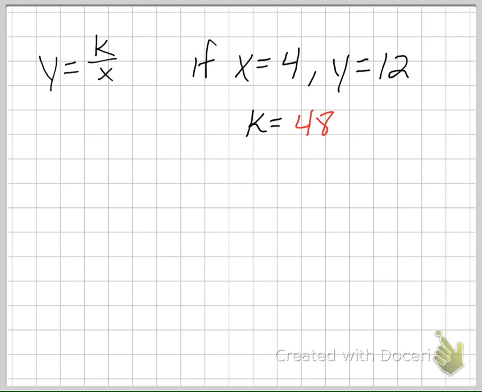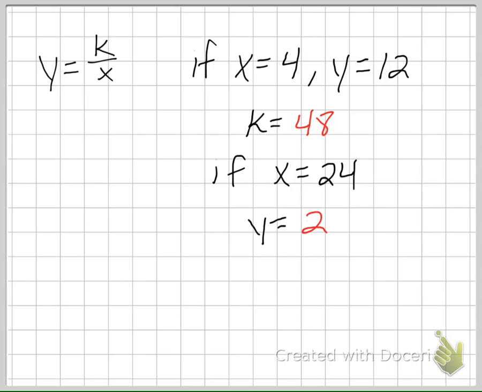Well, now that we know that k is 48, we can find another point. Because now, if x equals 24, then we can find y, because we know what k is. So now we can plug in the 48, and we can say that x is 24, so 48 over 24 equals y. So that tells me that y is 2.